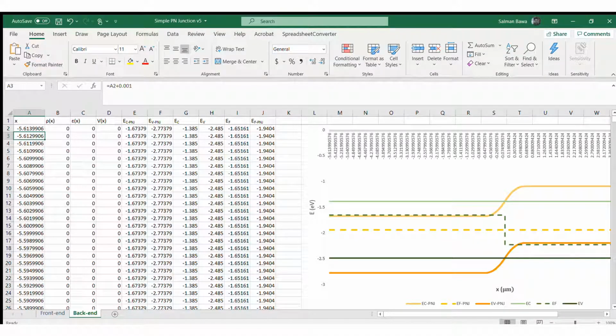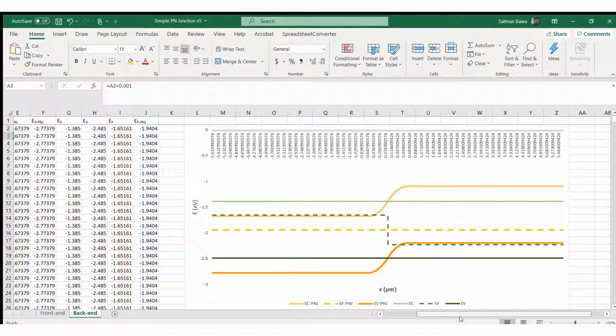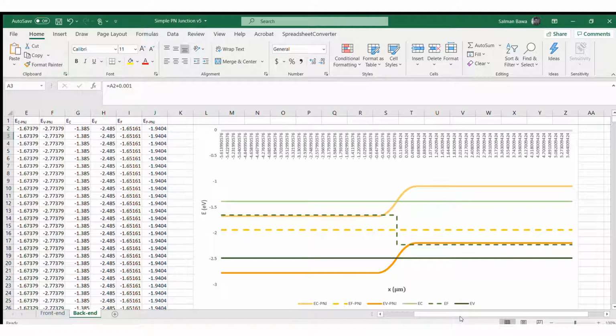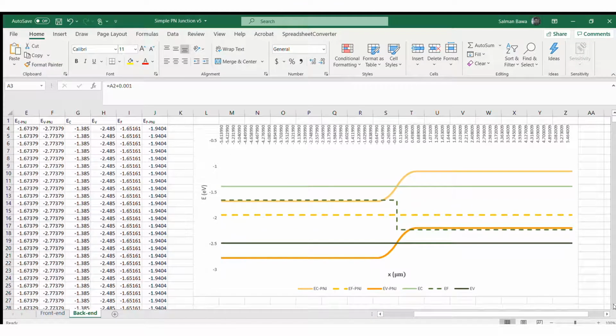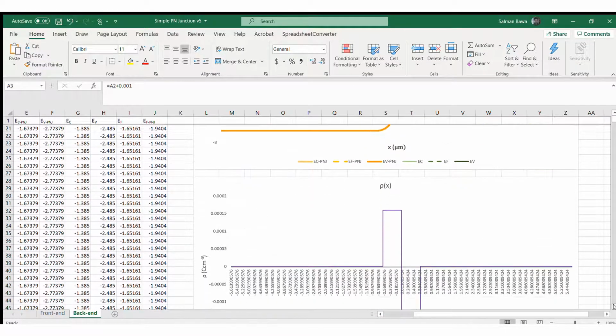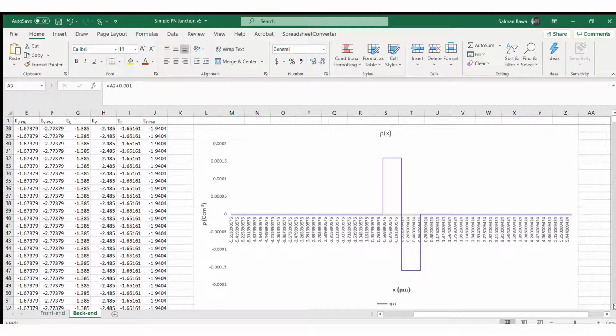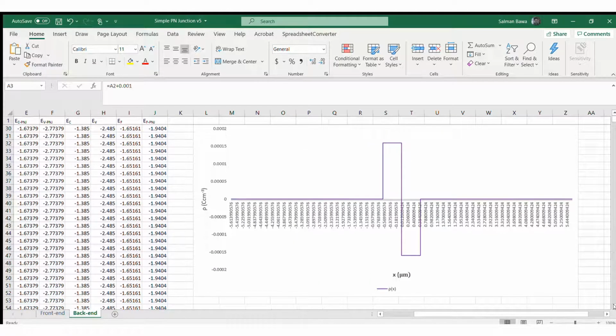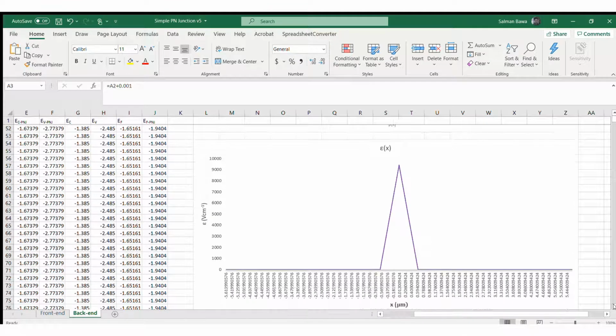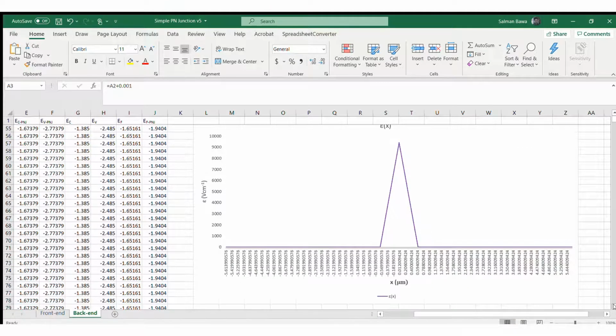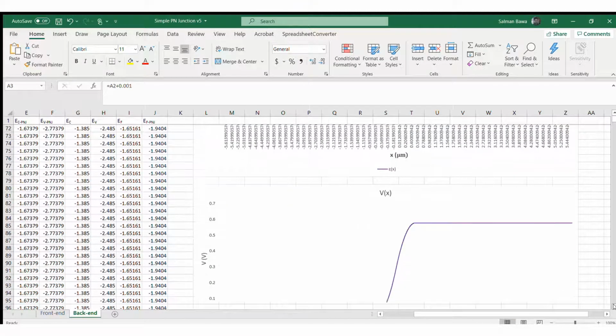And in order to ensure that this dynamic nature of the graph is maintained based on the input from the user, we have used the offset function to plot the graph of the energy band diagram, of the charge density, of the electric field, and of the potential.